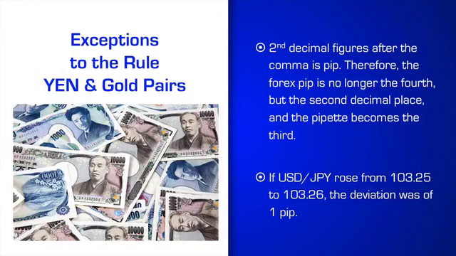There are some exceptions to the rules, such as yen pairs and gold pairs. In yen and gold pairs, the second decimal figure after the comma is the pip. So, for instance, look down here. It says, if USD JPY rose from 103.25 to 103.26, that deviation was 1 pip. Notice there's not 4 decimal places. There's not 4 digits after the decimal. This only applies to yen and gold pairs.